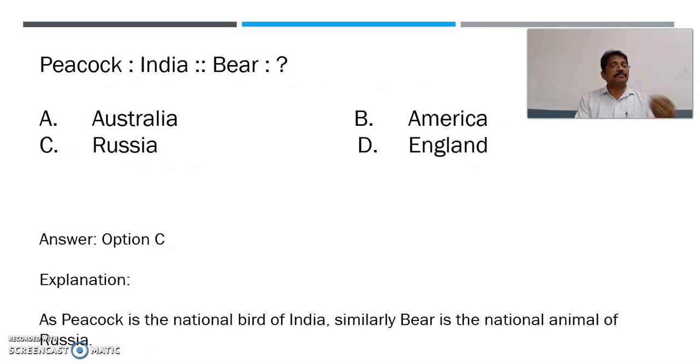Okay. Now come to the peacock, India, bear, which one? Everyone knows that the national bird of India is the peacock. You have to identify among these four options: Australia, America, Russia, England. Bear is the national animal of which country? Everyone knows it's Russia. National animal is bear. So you can say option C is the correct one.